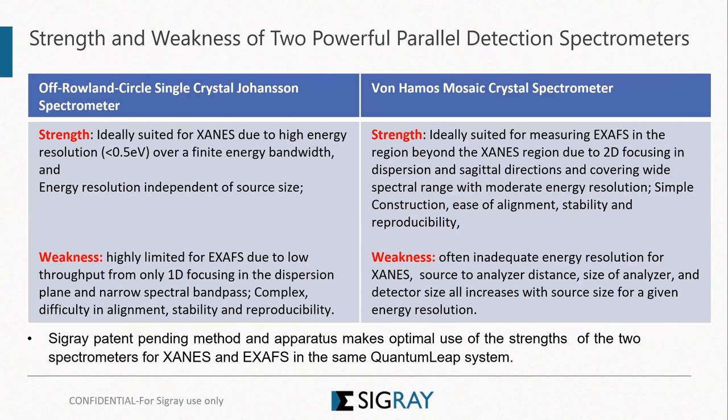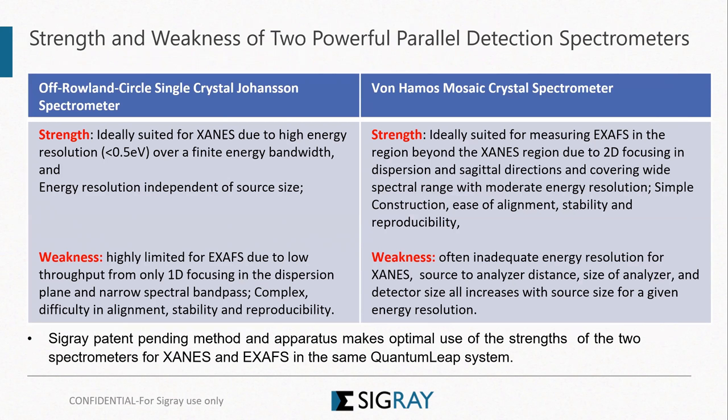An off-Roland circle single crystal or Johansson geometry spectrometer can get very high energy resolution, for example 0.5 eV, actually we can do 0.2 eV resolution, over a finite bandwidth, and the energy resolution is independent of source size. The weakness of off-Roland circle geometry is that for XAFS, we need a much larger energy range, and off-Roland circle geometry is not good for that. Also the flux is relatively low over a wide energy range.